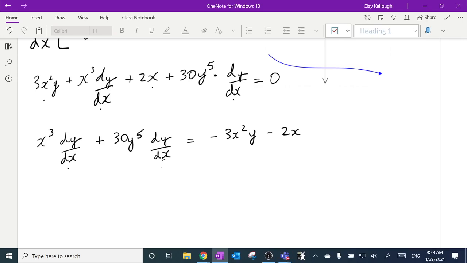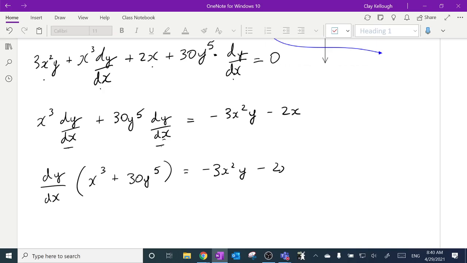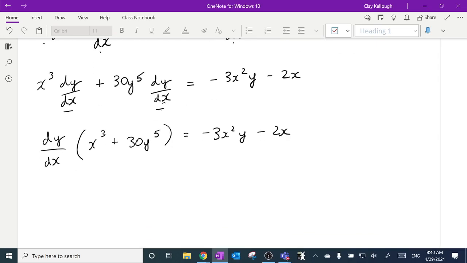You can factor it. If I factor this factor out of those two terms, now it looks like this. And then I have one more step. Divide both sides of the equation by this factor. Some people still call this cross-multiplying. Okay, that's the way you want to think about it. And that would be my answer.